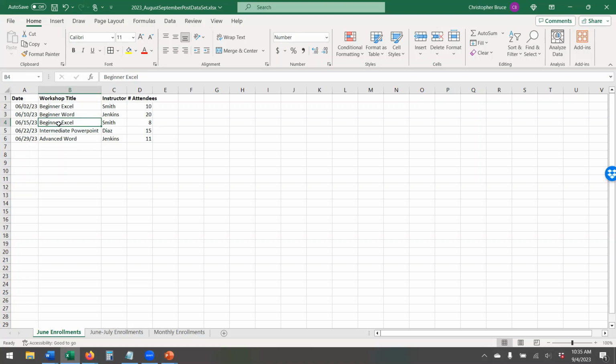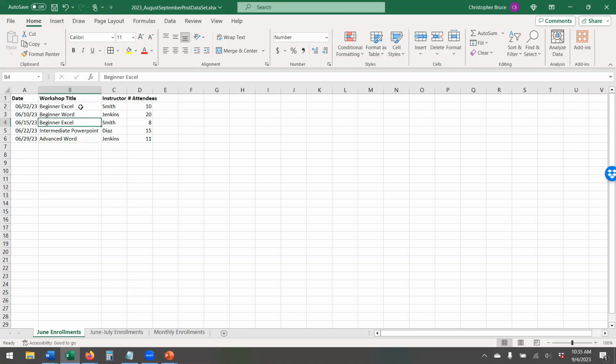But we can also see that the two lowest enrollment classes were the same class. They were both beginner Excel. Every other class had only one class. You either showed up at the time it was being held, or you didn't get it that month.